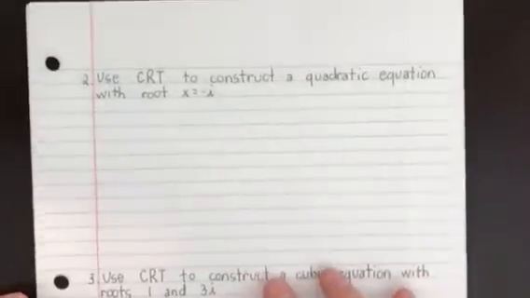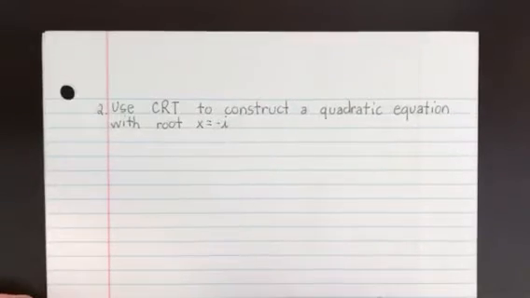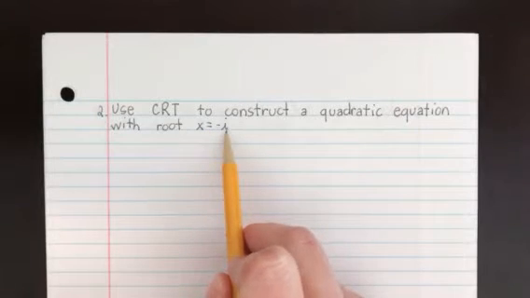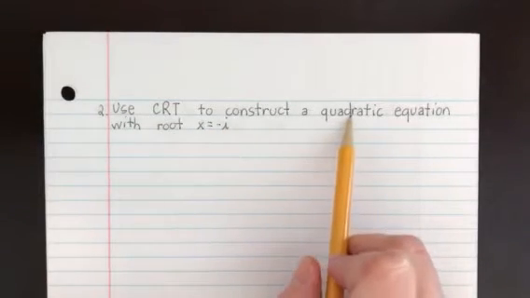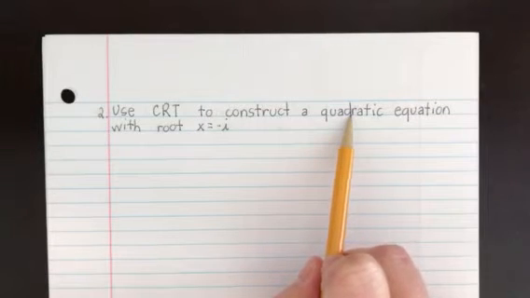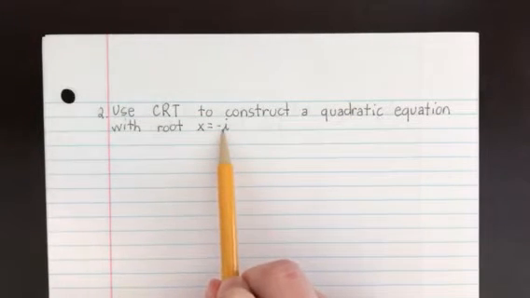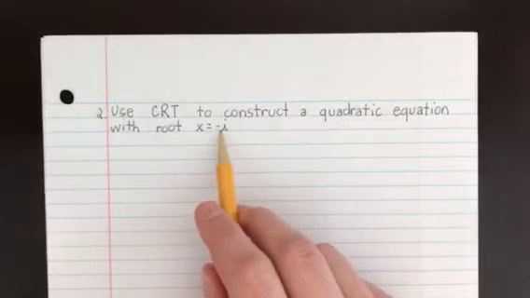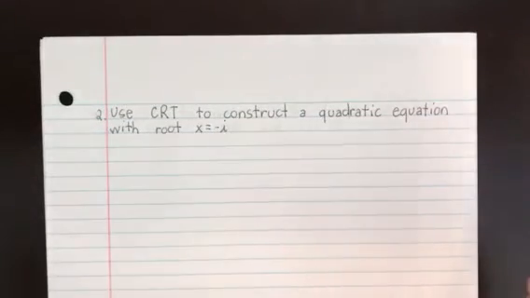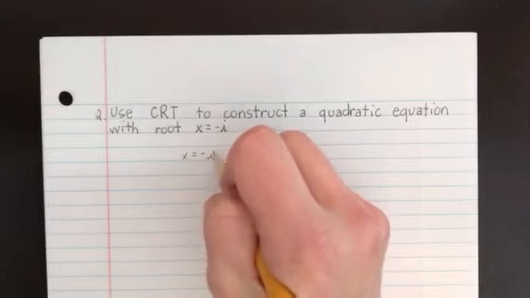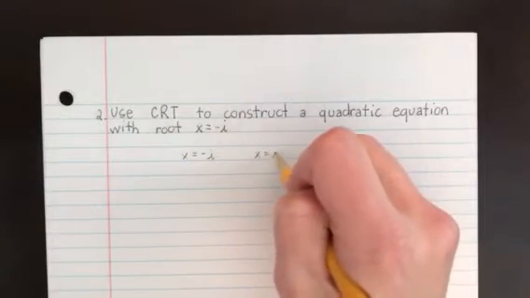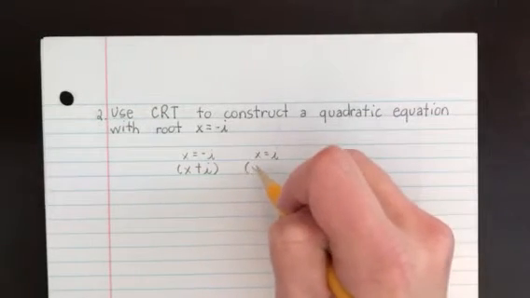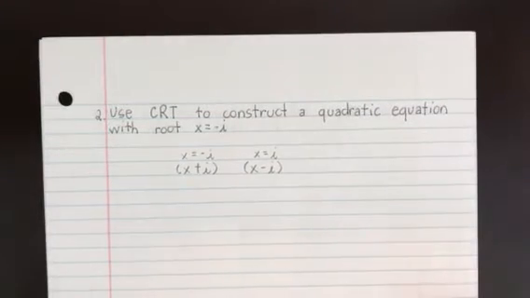Number 2, use the conjugate root theorem to construct a quadratic equation with root x equals -i. Here's your deal. It says quadratic equation, that means there should be 2 roots. Quadratic is second degree. It gives you 1, but it's kind of giving you 2, because if x equals -i is a root, then x equals i is also a root. So I have x equals -i, x equals i. This is going to become the factor x plus i. This is going to become the factor x minus i, and then you go ahead and FOIL.